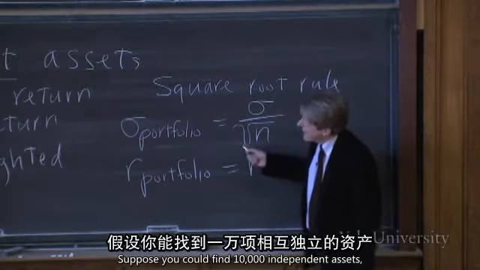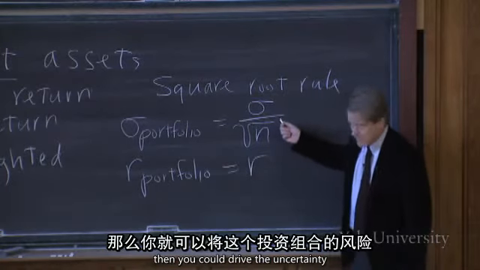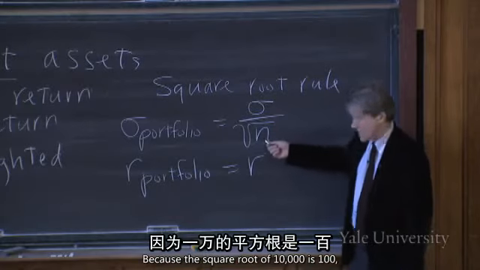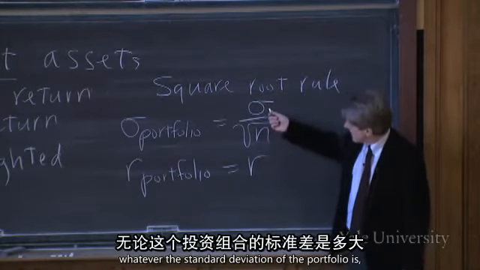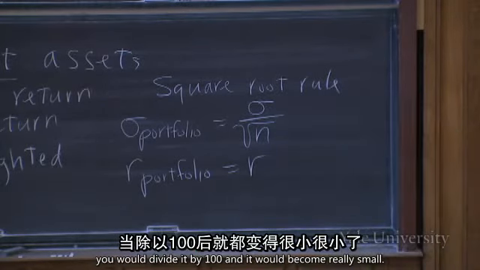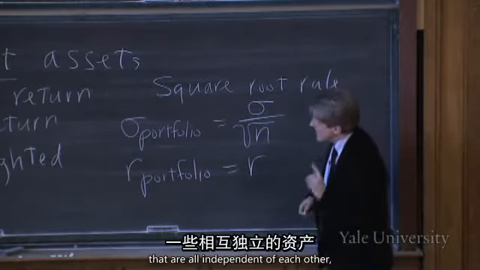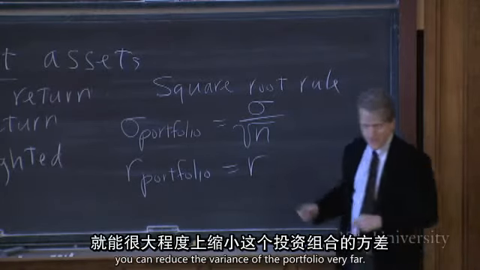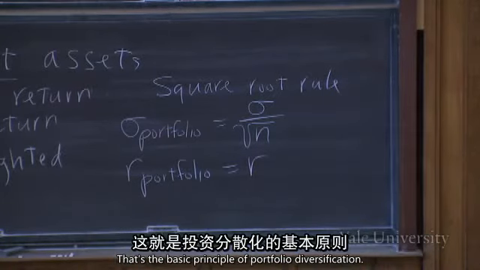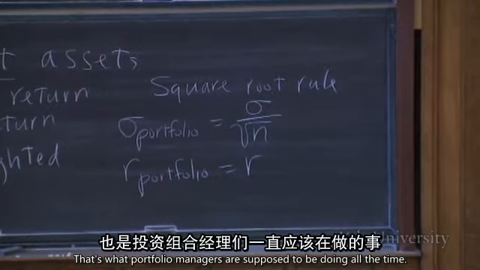And suppose you could find 10,000 independent assets, then you could drive the uncertainty about the portfolio practically to zero, right? Because the square root of 10,000 is 100. So whatever the standard deviation of the portfolio is, you would divide it by 100, and it would become really small. So if you can find assets that are all independent of each other, you can reduce the variance of the portfolio very far. And that's the basic principle of portfolio diversification. That's what portfolio managers are supposed to be doing all the time. Okay.